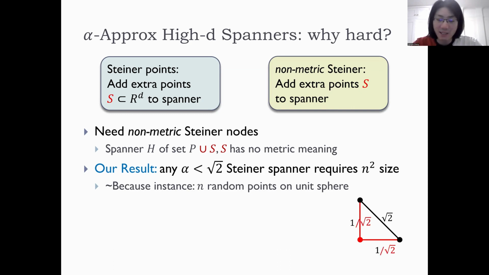However, this star has a √2 stretch. And if we think cleverly, we can actually set the length of the edges to 1 over √2. But then this point doesn't belong to any point in R^D space, which we refer to as a non-metric Steiner point. And in this instance, it gives alpha equals 2.